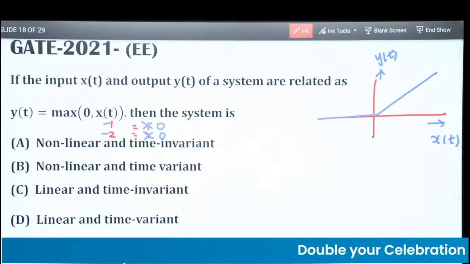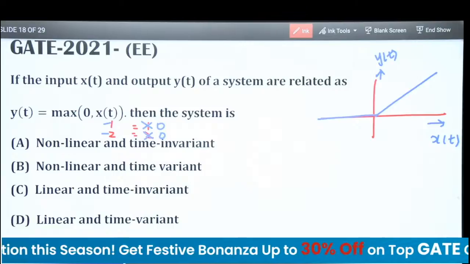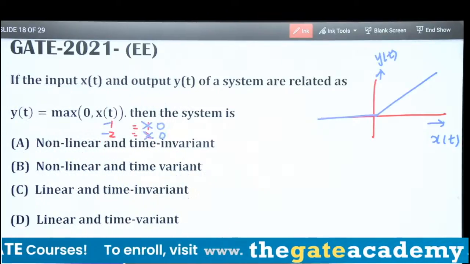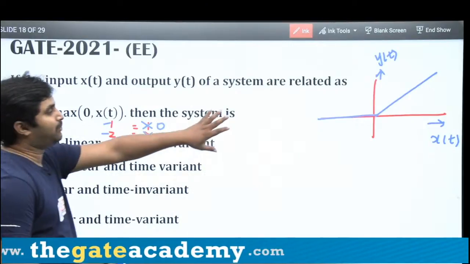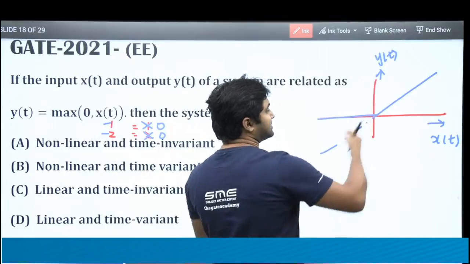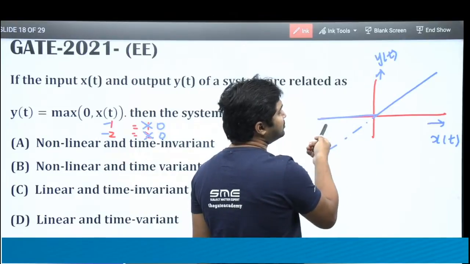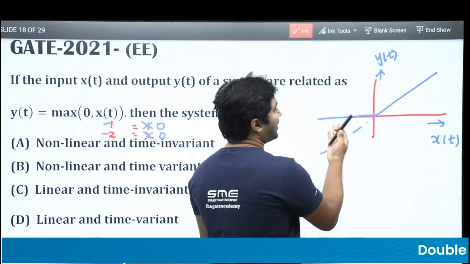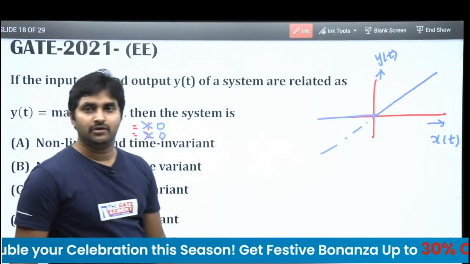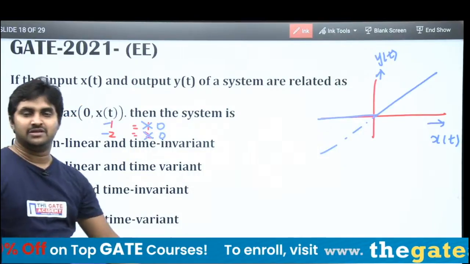Now what about time invariance? Have you checked the time invariance, my dear students? See, this is the plot. The plot is not like this. This is non-linear, right? Because if your x of t is negative, it is not following your input. It is simply 0. So this is a non-linear system.